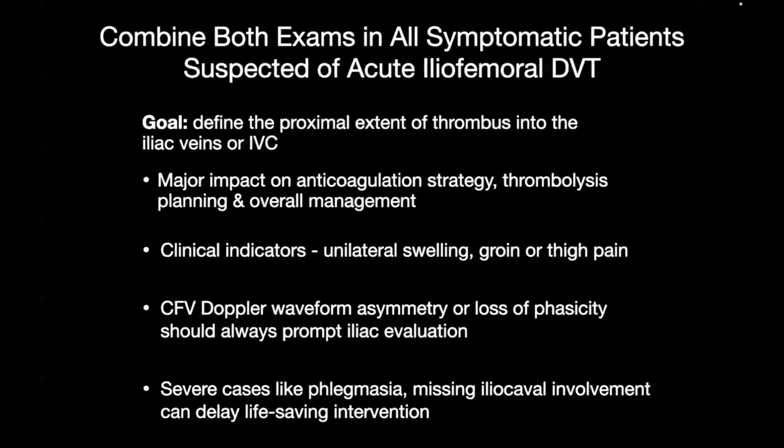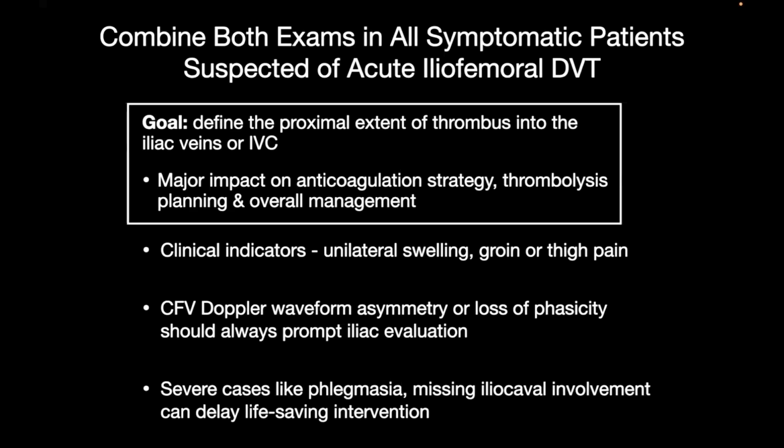Now, as the guidelines suggest, we want to combine both examinations in all symptomatic patients suspected of acute iliofemoral DVT. The goal here is to define the proximal extent of thrombus into the iliac veins and/or IVC. As we know, this has a major impact on anticoagulation strategy, thrombolysis planning, and the overall management of the patient. Certainly, the associated clinical indications: a patient is going to present typically with unilateral swelling and groin and thigh pain.